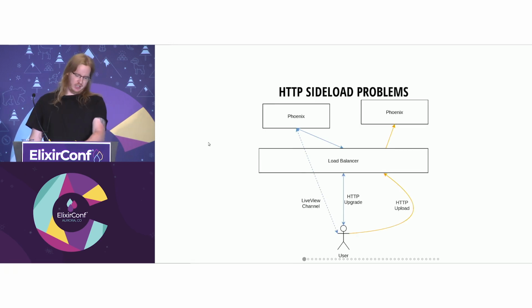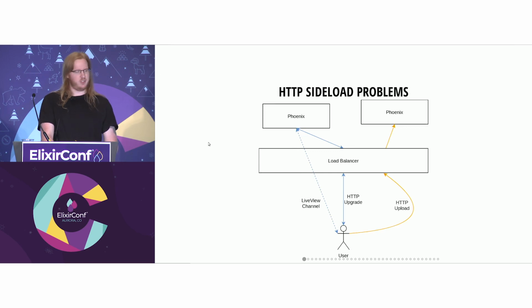On the left here, we have the HTTP upgrade, which becomes a LiveView channel. And then we have the HTTP upload on the right, and that goes to a different node behind the load balancer. So by the time the LiveView says, hey, the file upload's complete, it's like, OK, I'll go get it. And it's on a different file system on a different machine somewhere else, and it won't work.